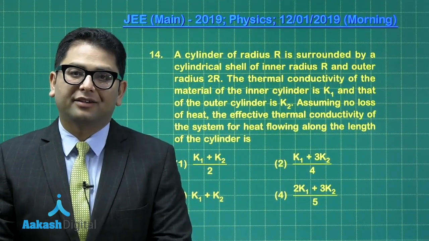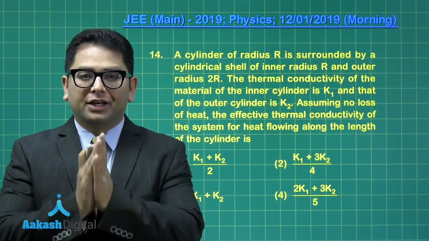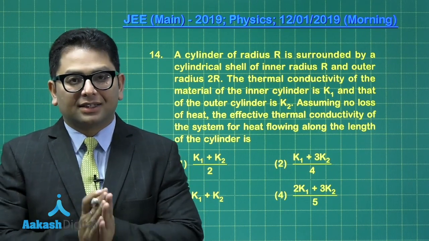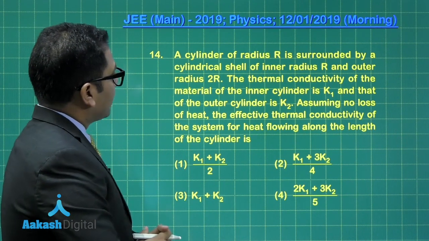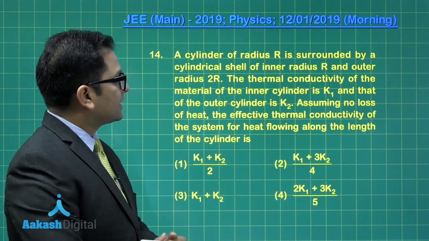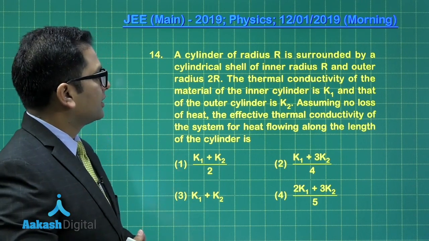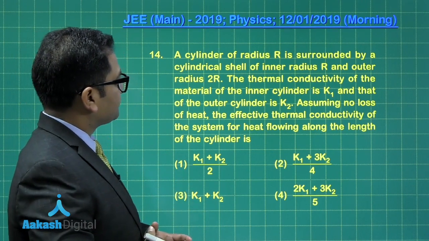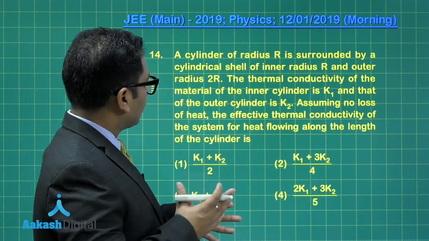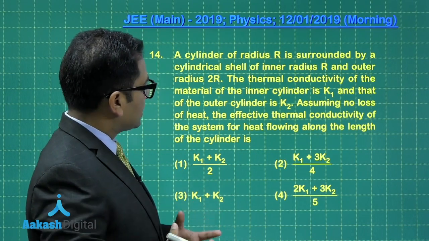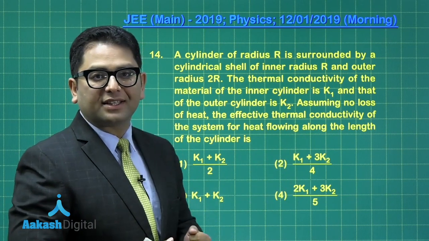Question number 14, a vector from the topic heat transfer, and more specifically heat transfer by conduction that has been asked. Let's see what it says. A cylinder of radius R is surrounded by a cylindrical shell of inner radius R and outer radius 2R. The thermal conductivity of the inner is K1 and that of outer is K2, and we need to calculate the effective thermal conductivity for heat flowing along the length of the cylinder.